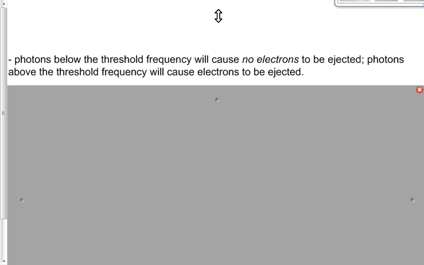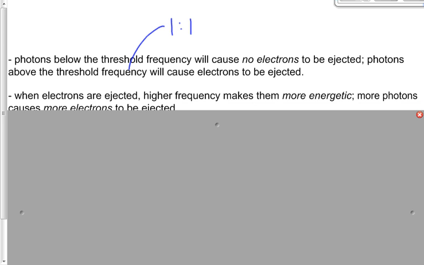This just restates what we've talked about, right, with our little demonstration and over the last page of notes here. When you're below the threshold frequency, nothing happens. When you're above the threshold frequency, something happens in a 1-to-1 ratio. 57,112 photons, 57,112 electrons if you're above the threshold frequency. 57,112 photons below the threshold frequency, 0 electrons are going to be ejected.